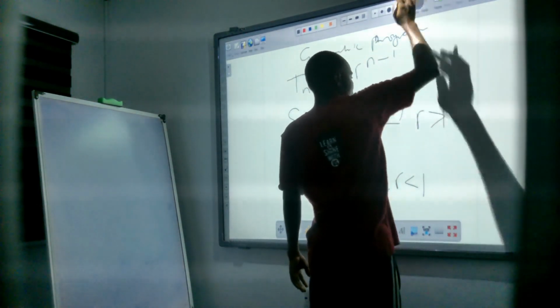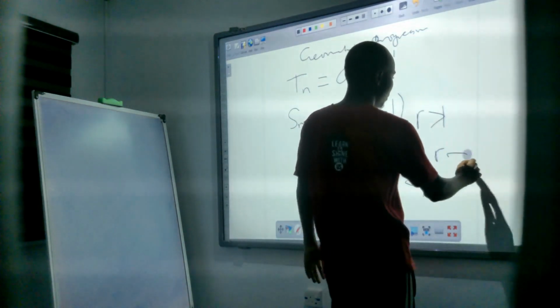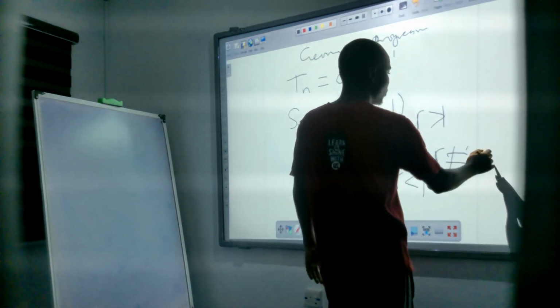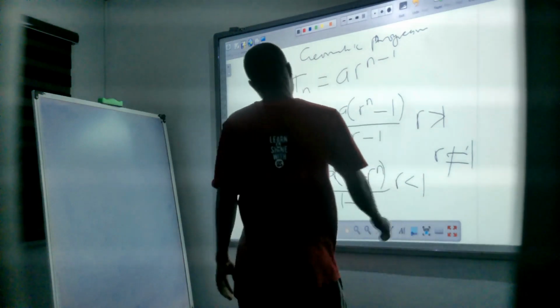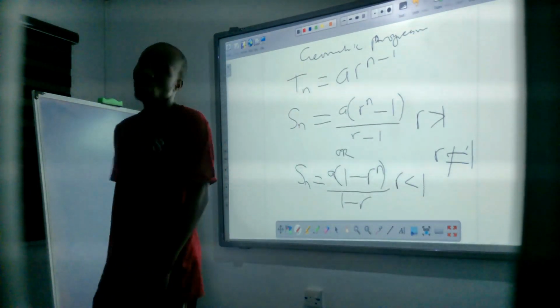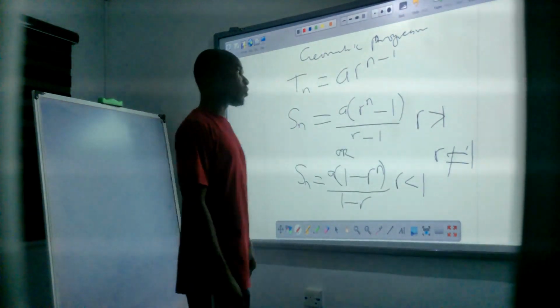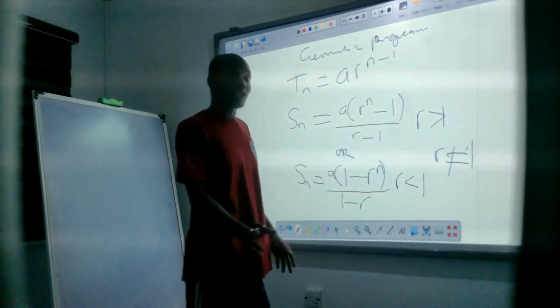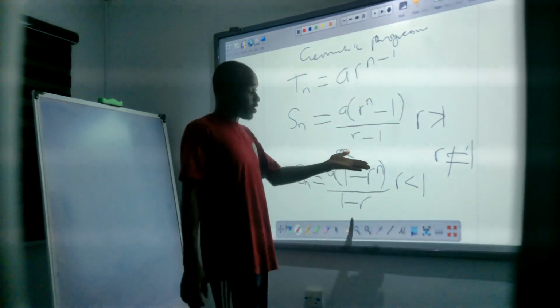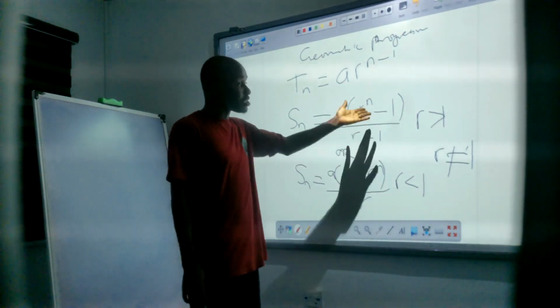So I'm very sure actually. It takes effort to actually try to remember this. So r must not be equal to 1. If r is 1, it will be only 1. So if we don't have anything greater than 1, it's better to use this.